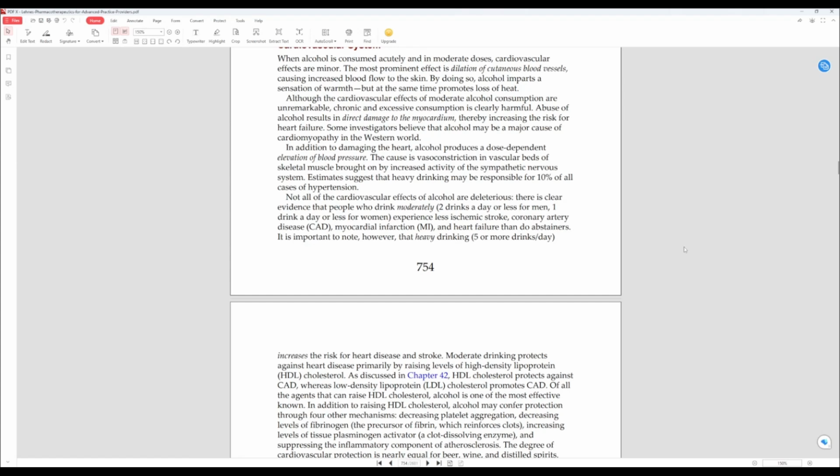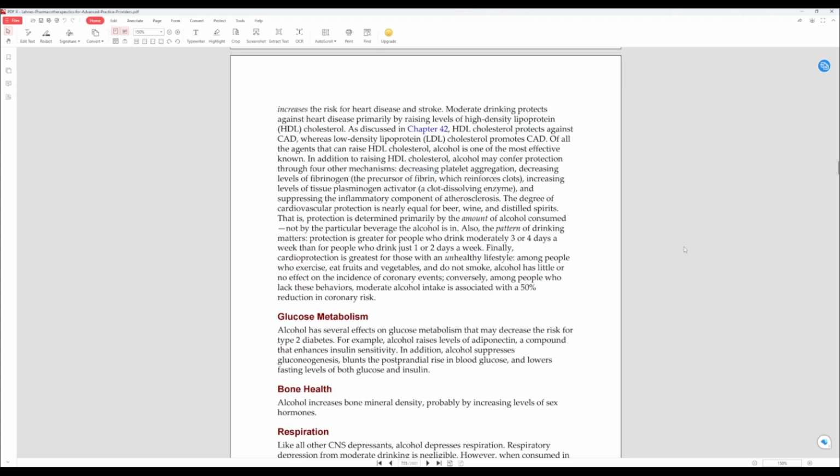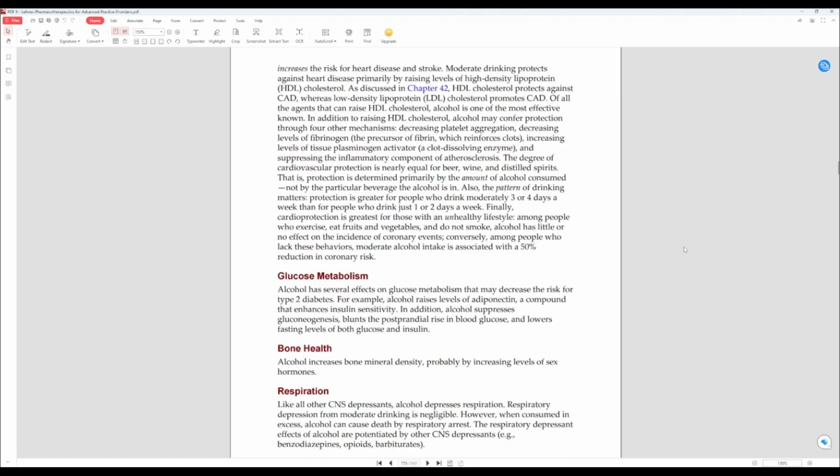There is clear evidence that people who drink moderately experience fewer ischemic strokes, less coronary artery disease, myocardial infarction, and heart failure than do abstainers. It is important to note, however, that heavy drinking increases the risk for heart disease and stroke. Moderate drinking protects against heart disease primarily by raising levels of high-density lipoprotein cholesterol. As discussed in Chapter 42, your HDL cholesterol protects against coronary artery disease, whereas your LDL cholesterol promotes coronary artery disease. Of all the agents that can raise HDL cholesterol, alcohol is one of the most effective known.